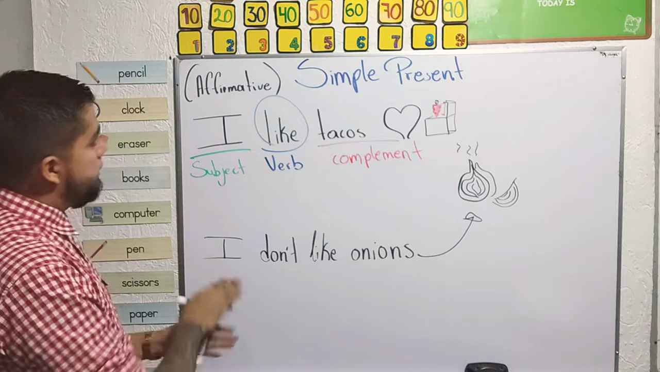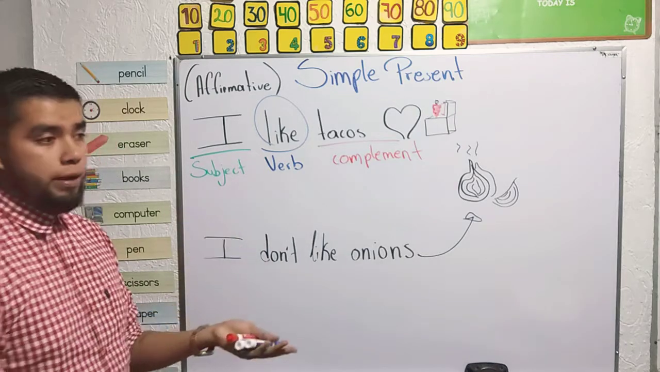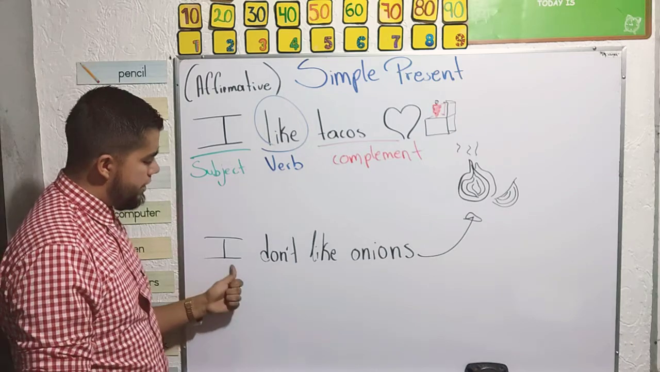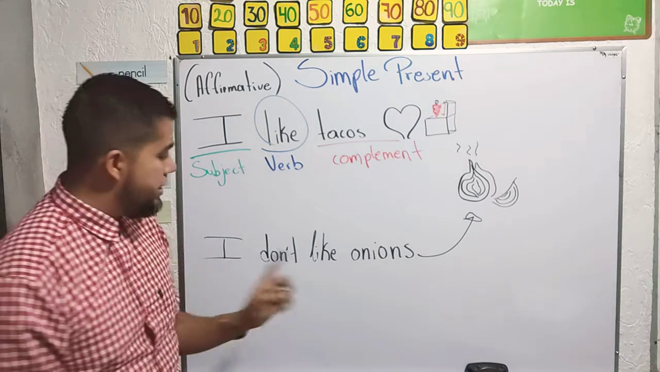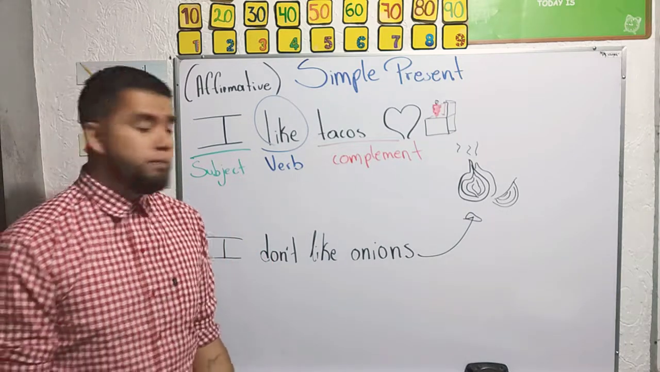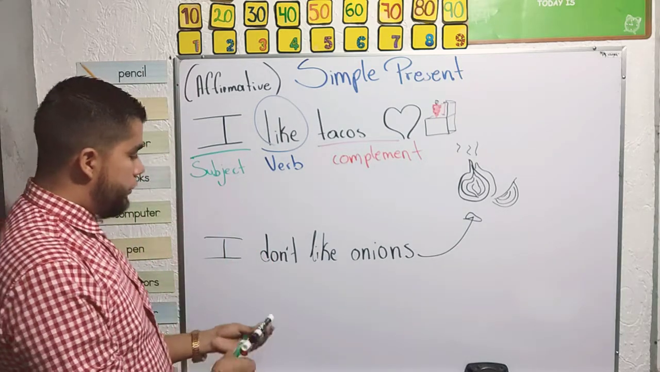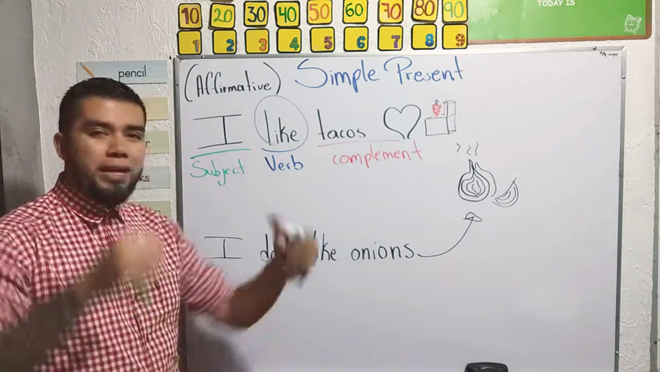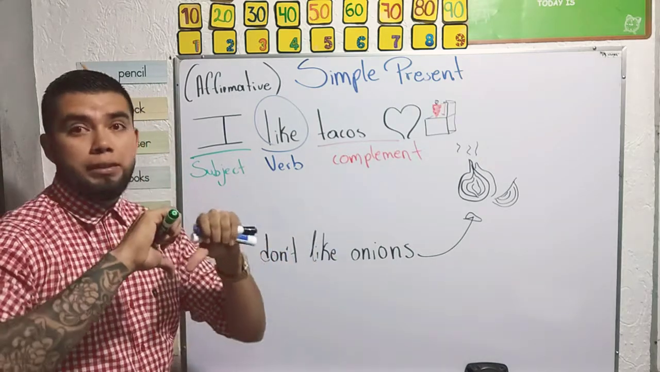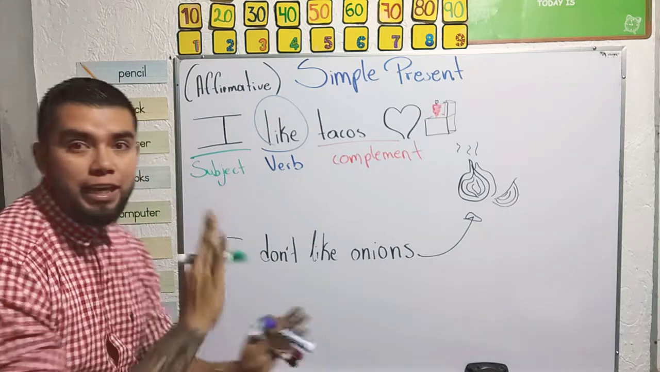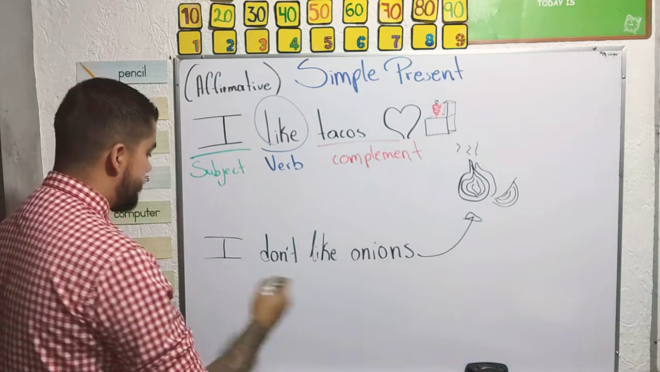Now, the opposite, as you remember, is the negative form. And for the negative form, I have I don't like onions. I don't like onions. So, with this, I indicate my preference. And in this way, I am indicating that I don't like something, that I don't prefer that.